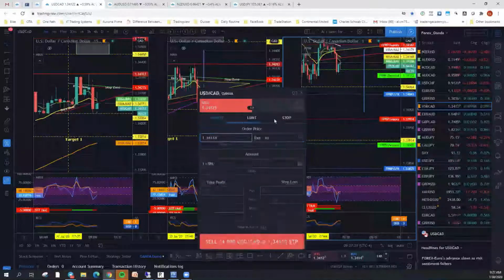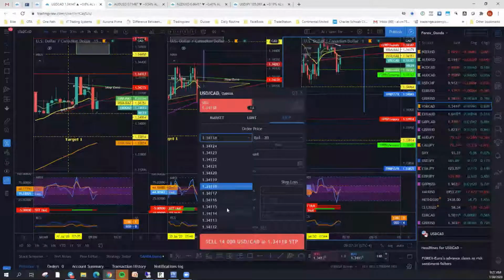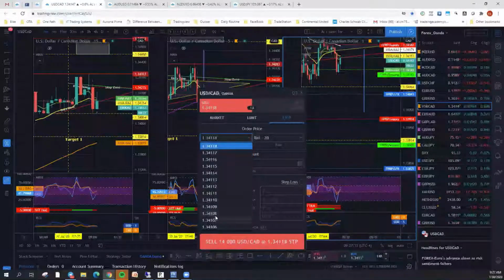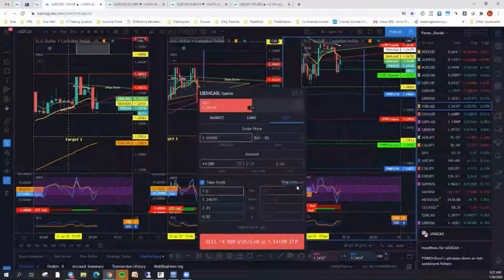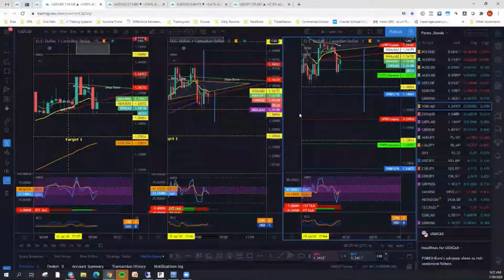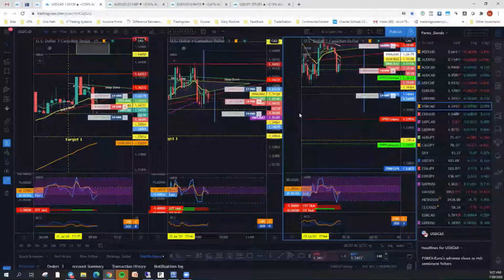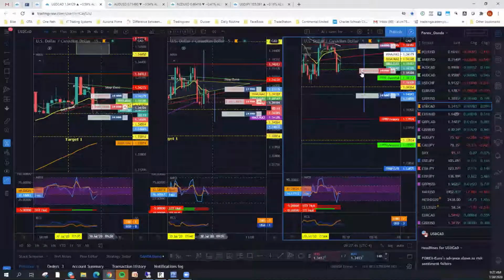Sell stop at 34.09. Move this down just a little bit.